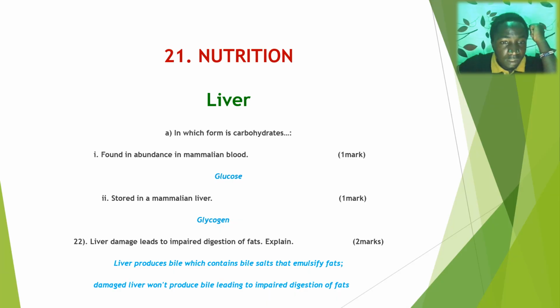Question 22. Liver damage leads to impaired digestion of fats. Explain. So liver produces bile, which contains bile salts that emulsify fats. The damaged liver won't produce bile, leading to the impaired digestion of what? Fats. So remember, we are justifying our answer. In as much as we have already given the reason as to why, then justify your answer. Let's go back to the question and tell us that due to this reason, it is what will lead to the impaired digestion of fats. Okay? Next question.